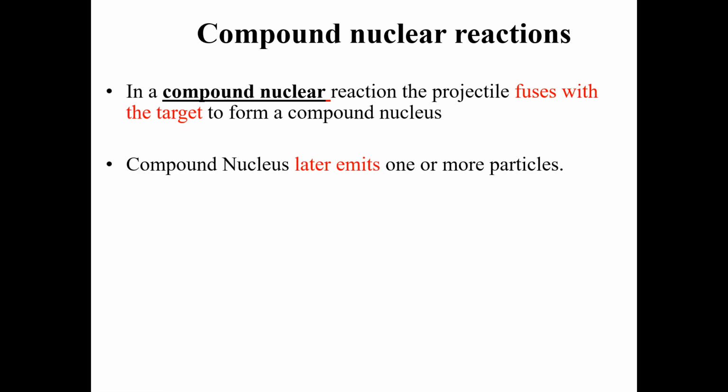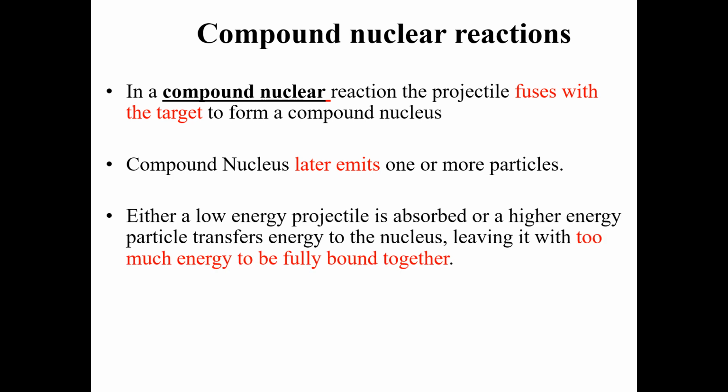So what happens later on? A compound nucleus later on emits one or more particles. The projectile is first combined with the target nucleus, and that combination forms a compound nucleus for some while. Then the compound nucleus, after some time, emits one or more particles.